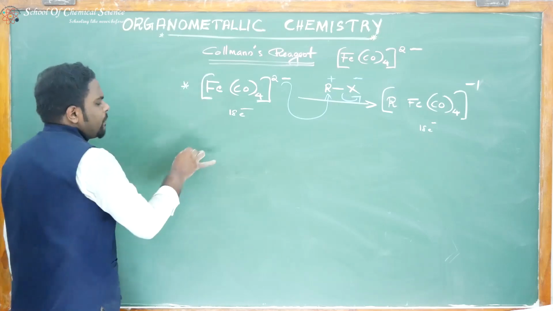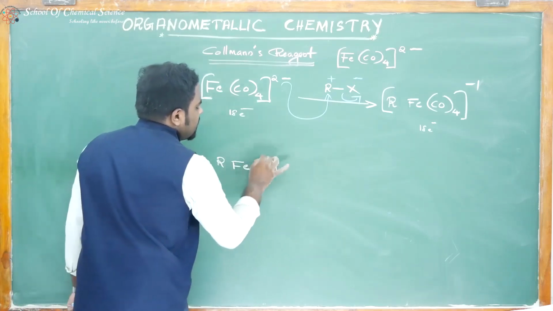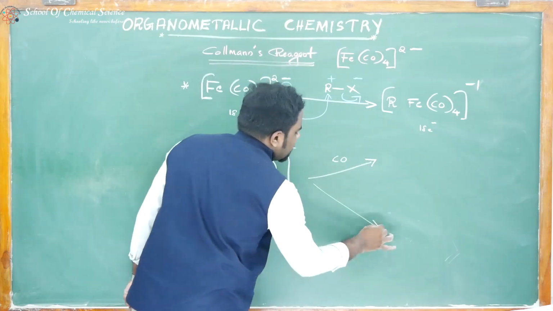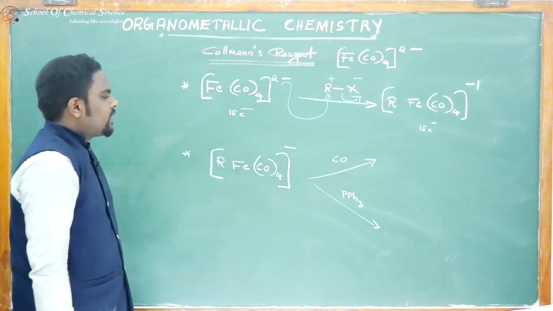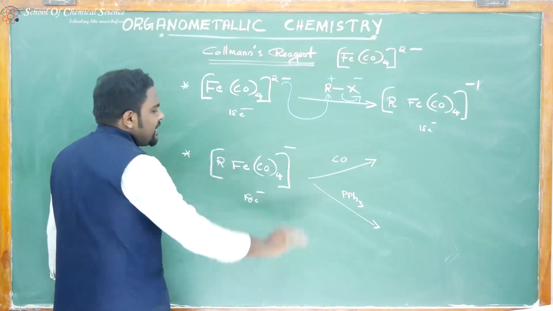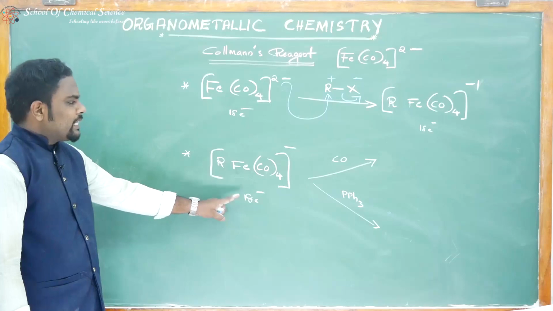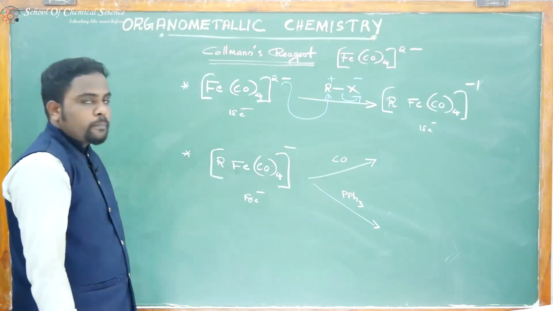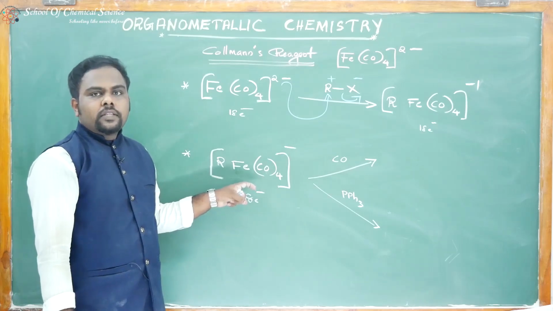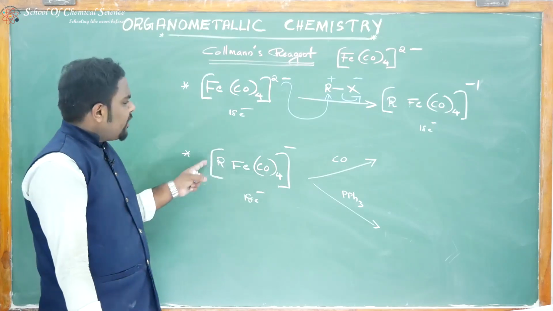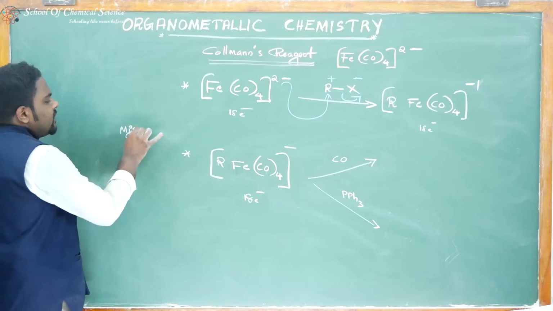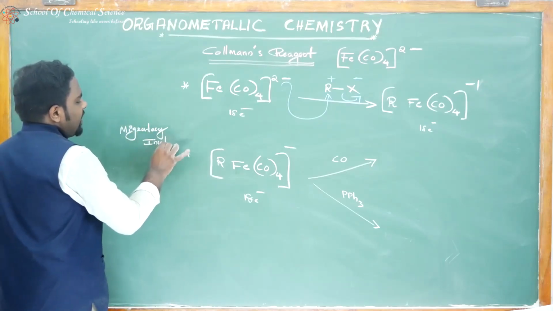Okay, so the next step: RFe(CO)4 negative on reaction with carbon monoxide, or on reaction with PPh3, what will be the product? What is the electron count of this 18 electron species? So what will be the product? If a carbon monoxide is eliminated and a new carbon monoxide is added, then no new product is formed. If the R group is eliminated and carbon monoxide is added, the R group being a 1 electron donor, then you know the very famous reaction, migratory insertion. What is migratory insertion?